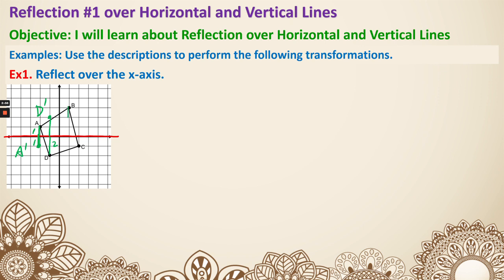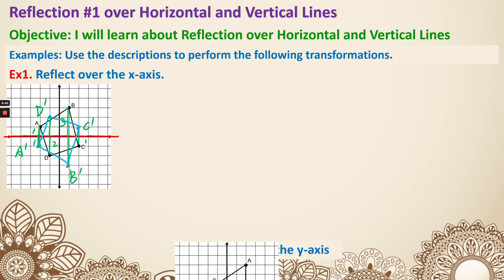For B, draw lines towards the line of reflection. That is 3 away. I'm going to keep drawing 1, 2, and 3. So my point B prime is right there. C is 1 away. So we're going to extend it 1. So that gives us C prime. Now we just need to connect A prime to B prime, B prime to C prime, and C prime to D prime, lastly D prime back to A prime. That's our new shape. That's our image.